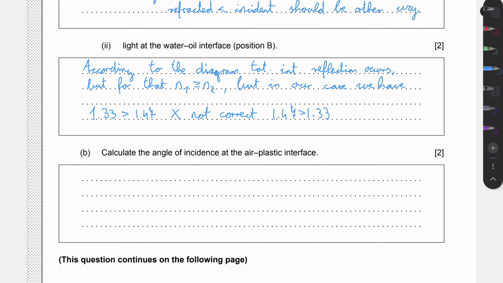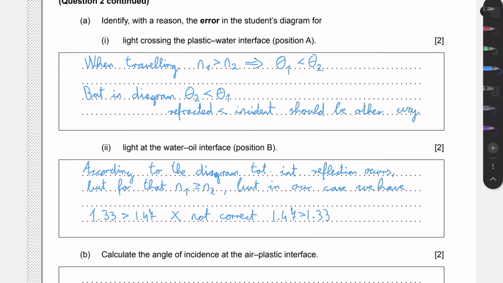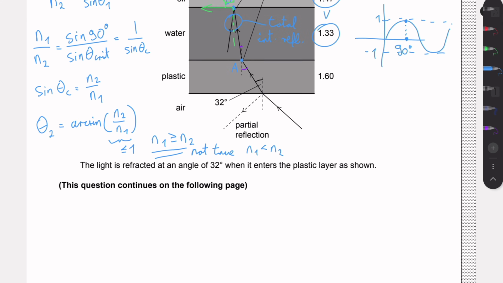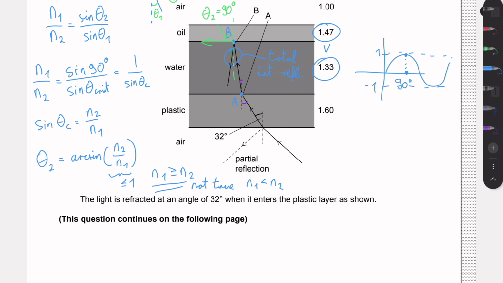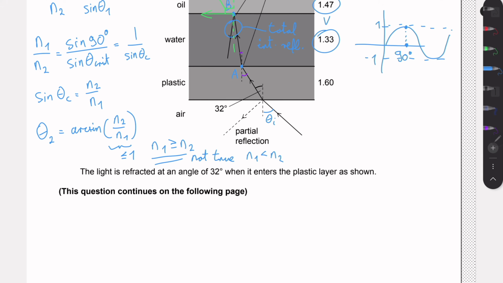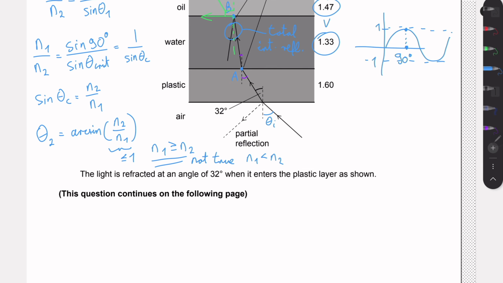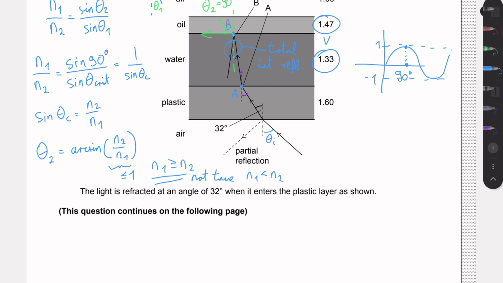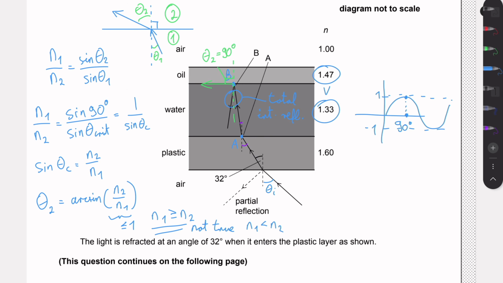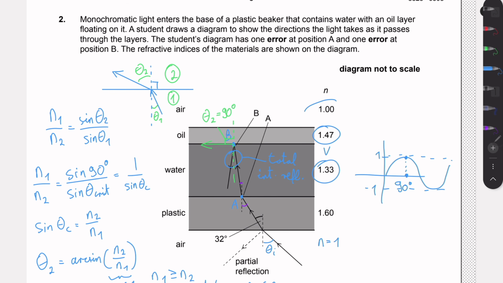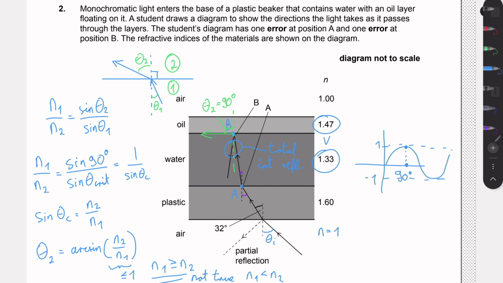And in part B, then, we are asked to calculate the angle of incidence at the air-plastic interface. So this is air, this is the plastic, and we want to find this angle of incidence. And well, we know pretty much everything here. We know that the refractive index of air is just 1. You should know this, I think, but this is also listed up here. They usually always give these values, you don't need to remember them.